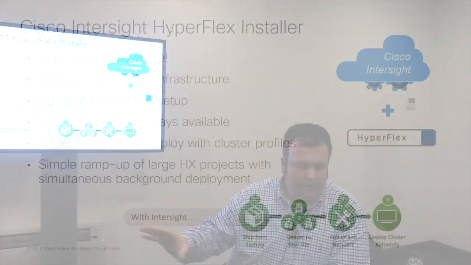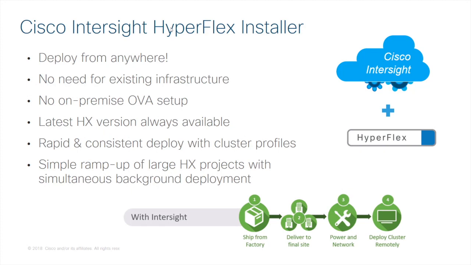The latest version of software is already there, always there, and you can really rapidly deploy these profiles across multiple sites very quickly. So again, this really changes the game in terms of the model, eliminating that expensive staging option. No longer do you have to get your systems ready to go and then ship them to the end site. You can directly ship from the factory to the end site and do all your configuration via Intersight. So let me give you a quick view of what that looks like.